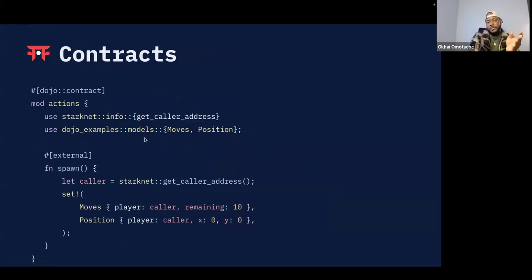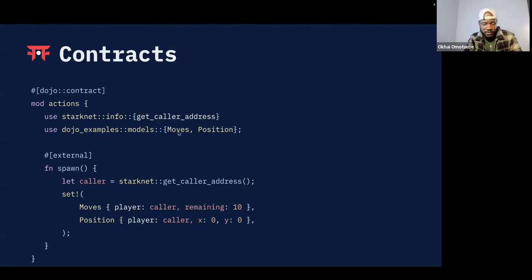It's really similar to a Starknet contract. So instead of a Starknet contract, in this case you have a Dojo contract. And then again, the same way, you wrap it around the model. Okay, yeah, you wrap it around the model.